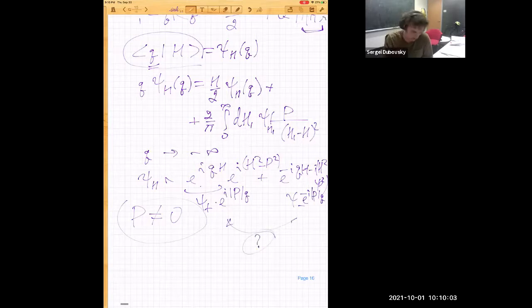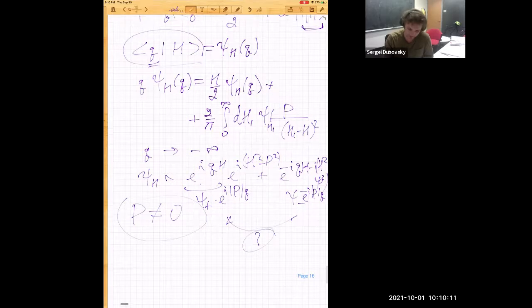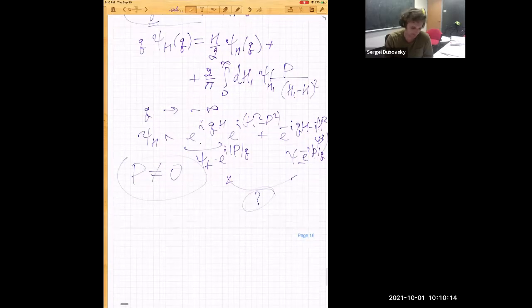So I think we don't have a good interpretation for this, so it's something yet to be understood. I think it's a technicality, but we spent already quite some time on that, and that's the puzzle which stays.